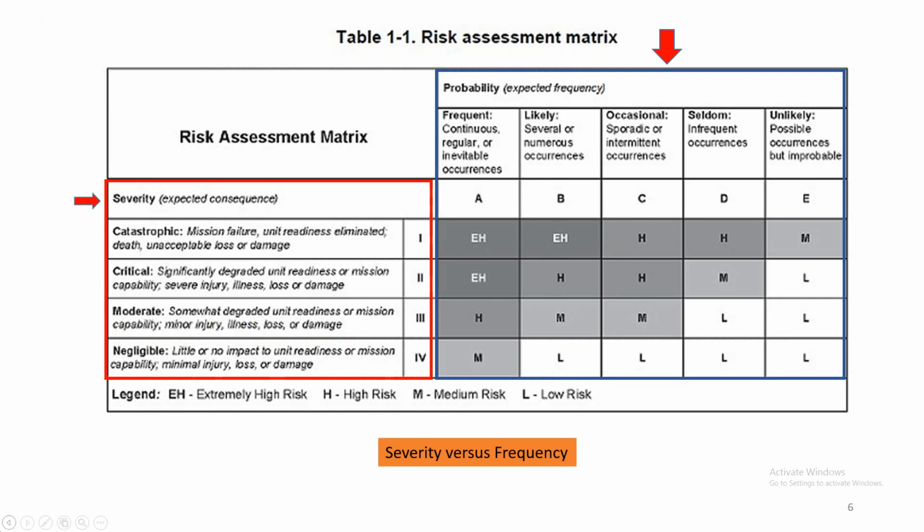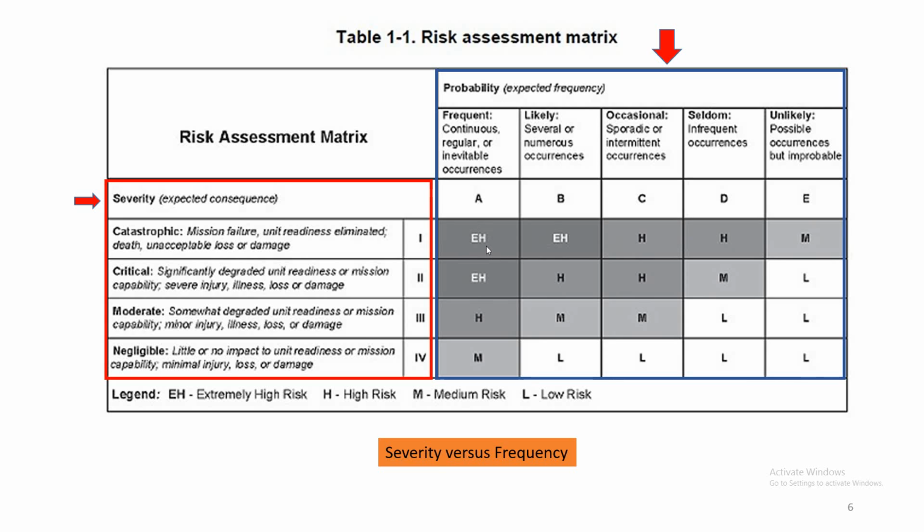This is what we find in the internet, risk assessment metrics, where they use severity versus probability. So for example, you see the number one here is catastrophic. That means it is very, very bad. Mission failure or death. Oh man, we don't want this to happen. And then on this metrics, they have probability or expected frequency, how often that can happen. If you have a combination of severity 1 versus frequency that is very, very frequent or continuous, regular, the result will be EH, which is extremely high risk.